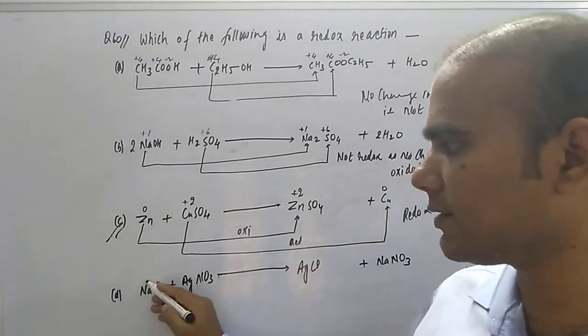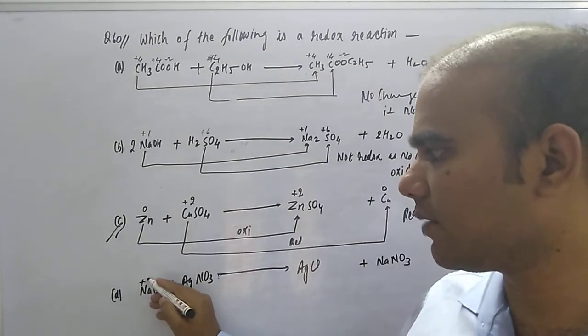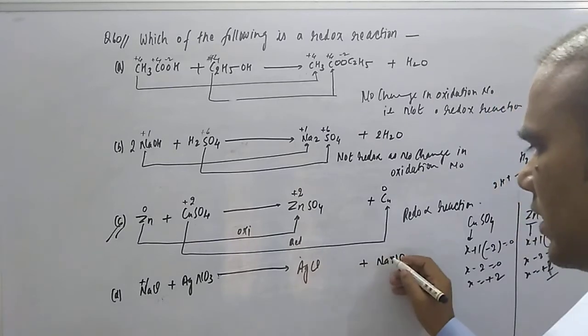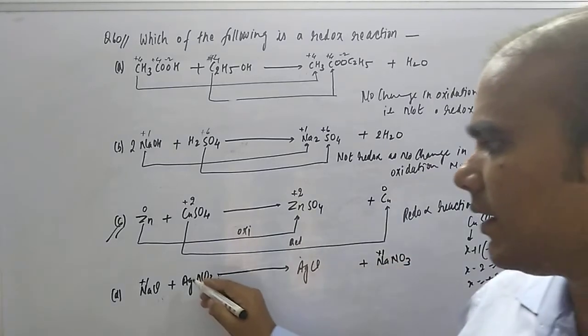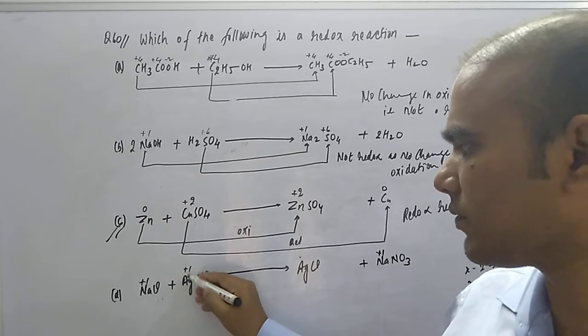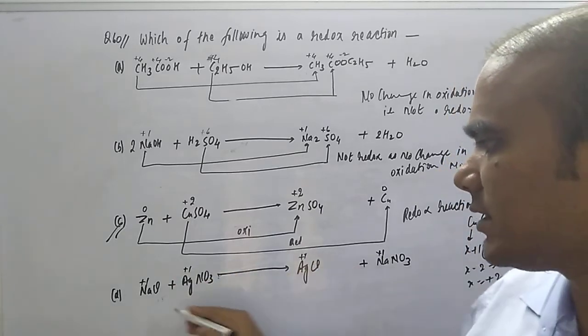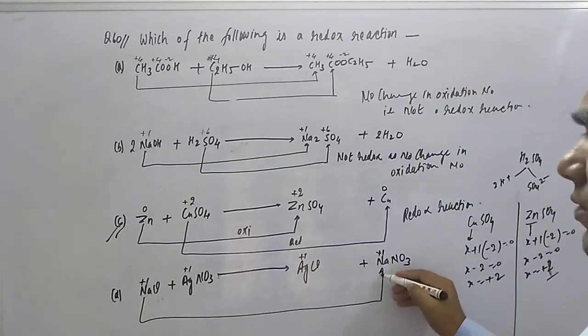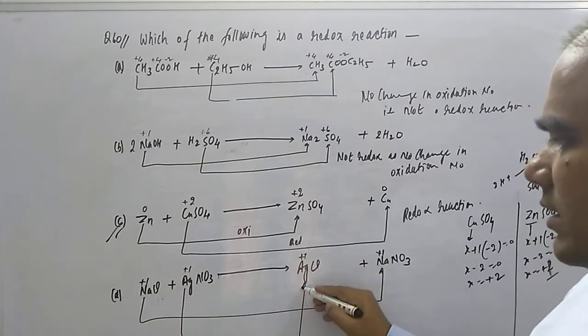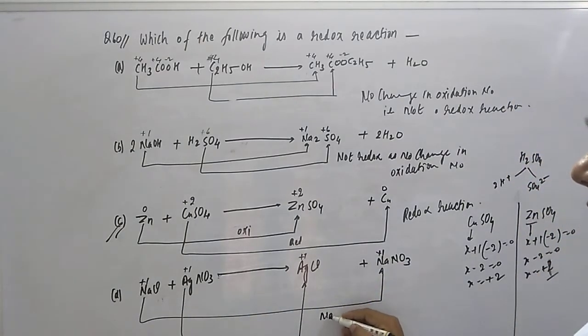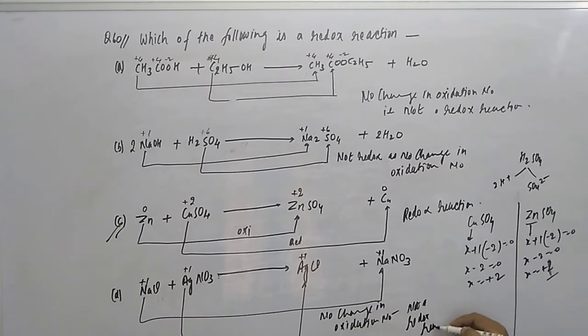Now we check this one, NaCl. If you are taking NaCl, this is +1, and this is also +1, and here Ag is also +1. So you can check, here there is no change in oxidation number, students, no change. If there is no change in oxidation number, then it is not a redox reaction. So our required answer is option C, the correct option.